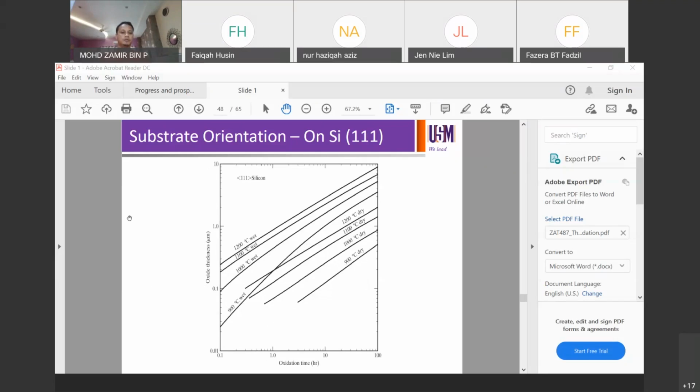Okay, so if you compare with 111 now, so kita tengok wet process, 1000 degrees C, 1 hour on 111. So what do we get now? You go up there, 1000 degrees C, wet process, so it's slightly thicker than the 100. Slightly, yeah, tak banyak.